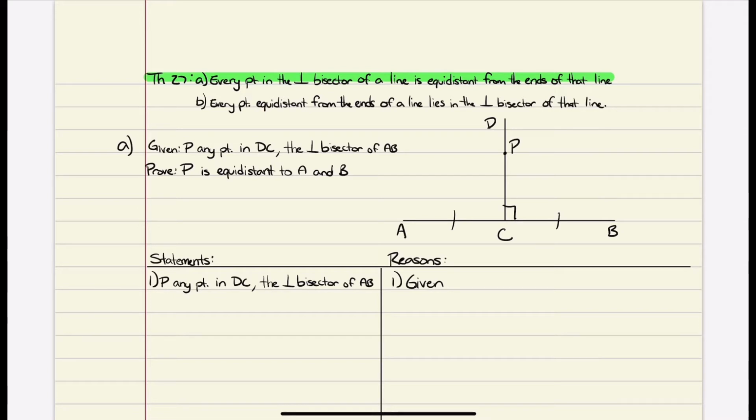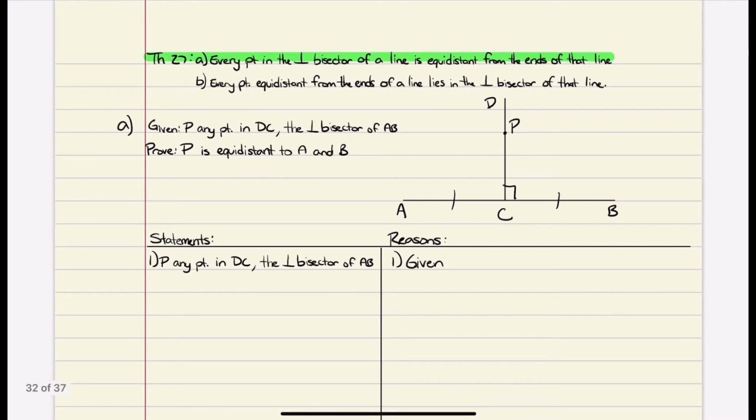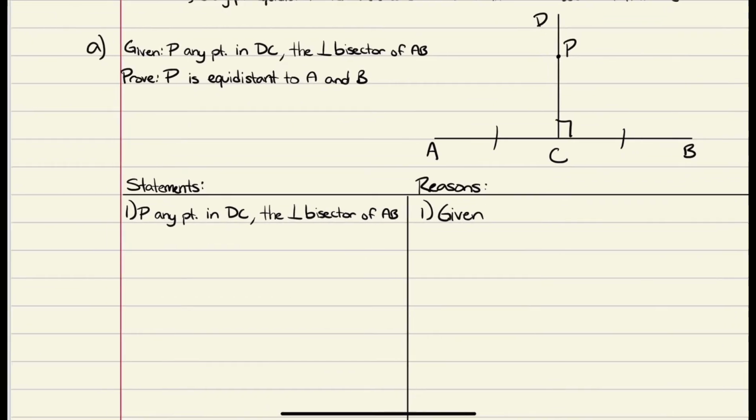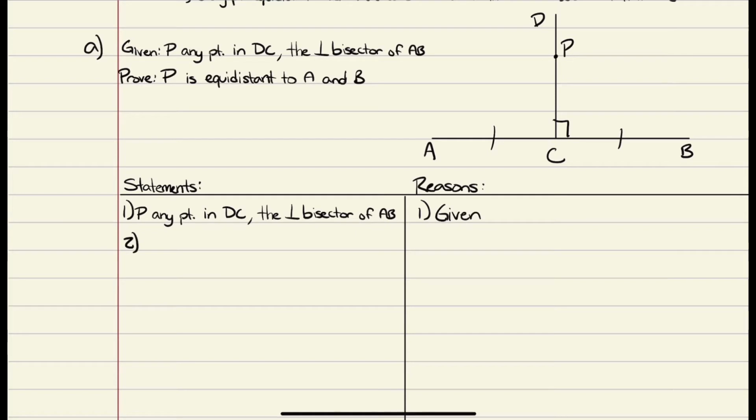Here we go. We're given, again, line AB, or line segment AB. We're given that DC is the perpendicular bisector, and we are given the point inside that perpendicular bisector. And we're trying to prove P is equidistant to A and B. Number one, given. Number two, let's draw some auxiliary lines. We're going to draw AP and BP. Number two, reason: 2 points determine a straight line.